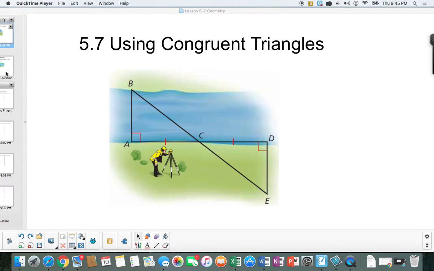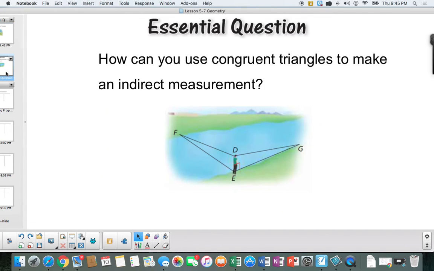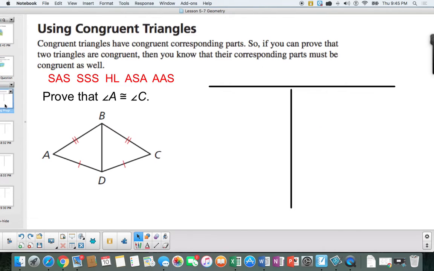5.7, using congruent triangles. Essential question, how can you use congruent triangles to make an indirect measurement? When we can get triangles congruent, the other corresponding parts are also congruent. Let's see how this is going to help us in this proof.